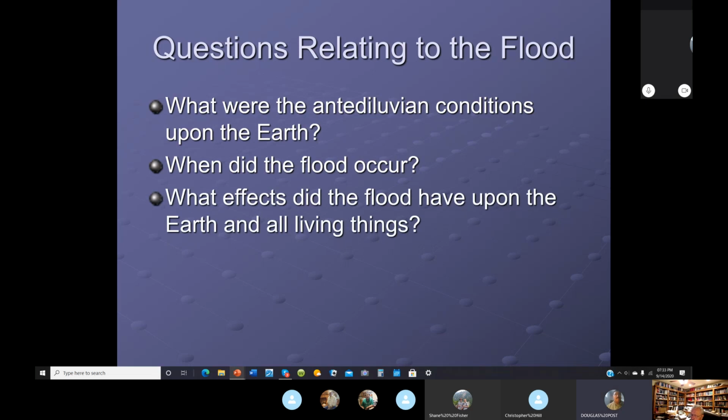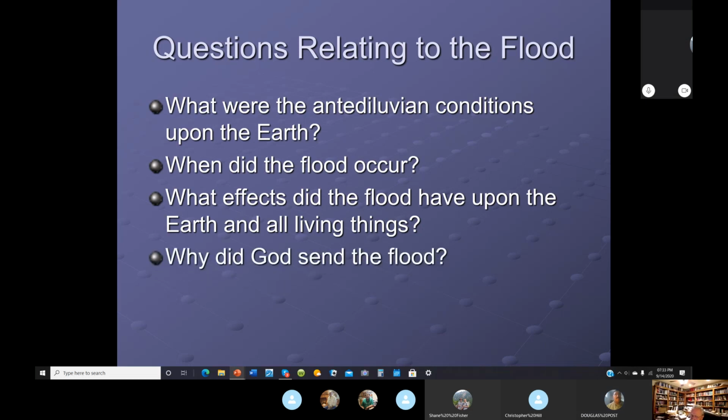What effects did the flood have upon the earth and all living things? Now, a local flood would have a different effect than a global flood. And of course, I've taken the position, and we're going to take this whole course, that it was a universal destruction throughout the whole world. A local flood won't do that. We gave some arguments against the local flood already.